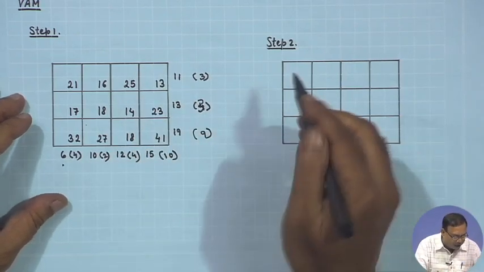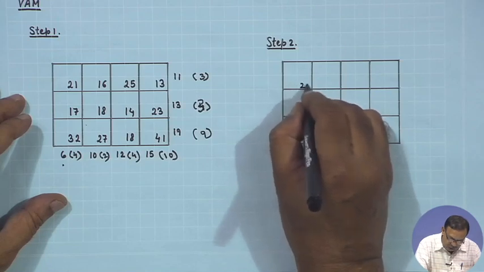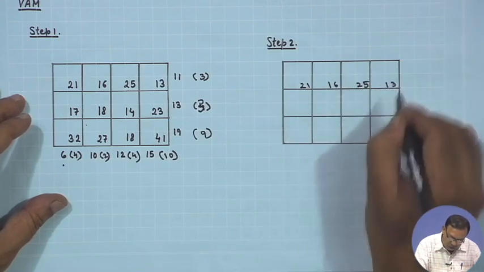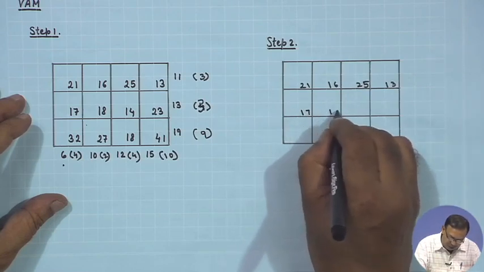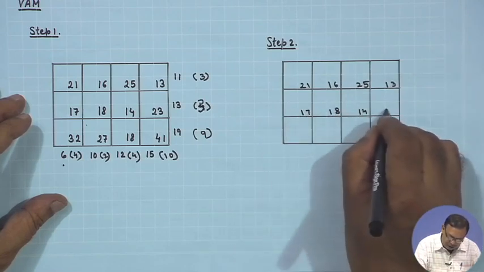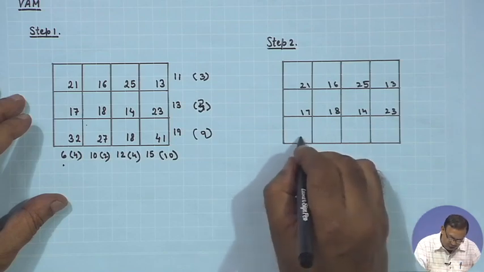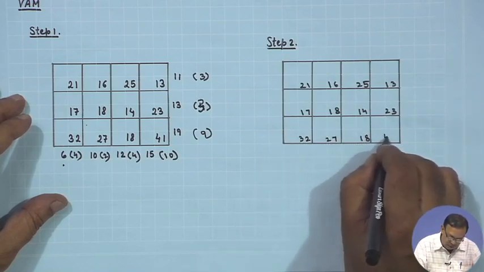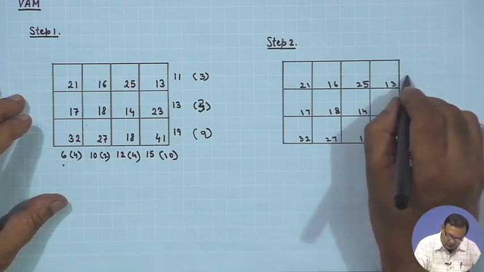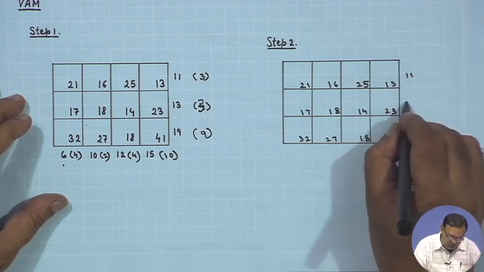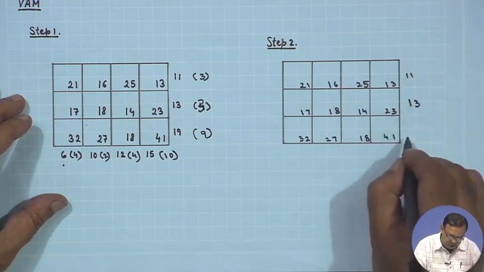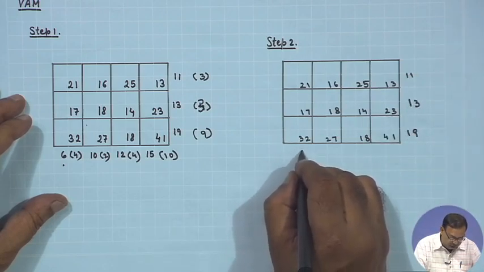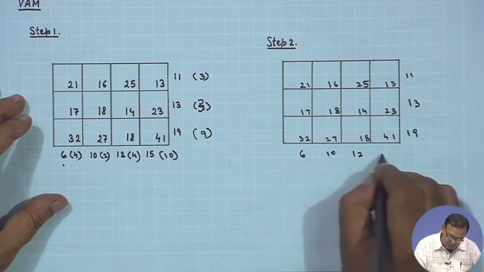So, I am writing the table again: the first row is 21, 16, 25 and 13. You are having the next row 17, 18, 14 and 23. Your third row is 32, 27, 18 and 41. The availabilities are respectively 11, 13 and 9, and the demands are 6, 10, 12 and 15.